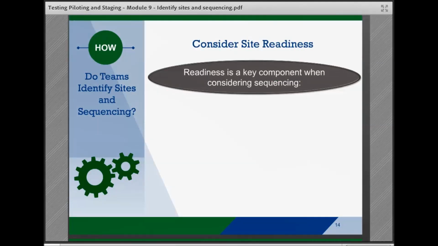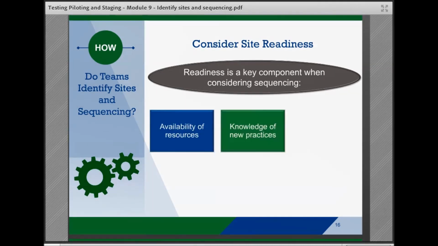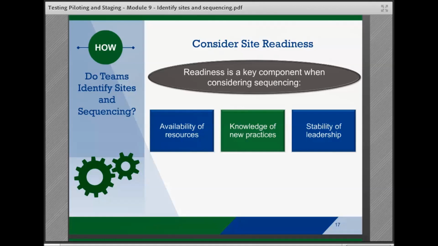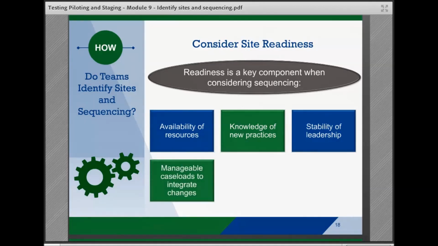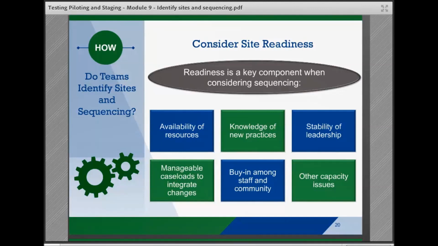Readiness is a key component when considering sequencing. Oftentimes, jurisdictions will prioritize sites that have sufficient capacity and motivation in order to stage the intervention successfully. It is important that teams consider the following when selecting sites to begin with versus those that may come later in the scaling up process. The availability of resources, knowledge of new practices, leadership stability, manageable caseloads to integrate changes, buy-in among staff and the community, or other capacity issues.